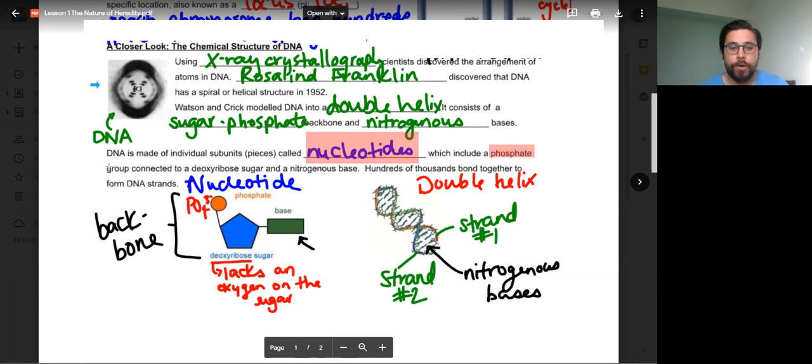A phosphate group is connected to a deoxyribose sugar as well as a nitrogenous base. And I'll talk about the structure here as well. But ultimately, there are hundreds of thousands of these nucleotides bound together over one single chromosome that make up one DNA strand for that chromosome. So millions upon billions of nucleotide sequences make up who you are.